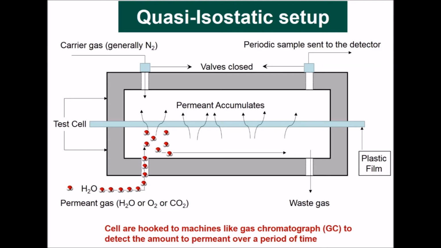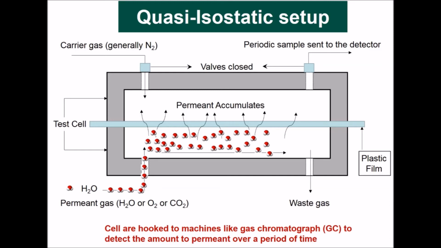In the quasi-isostatic method, we assume that the pressure differential between the permeant side and the low pressure side is constant. However, as the permeant molecules accumulate on the low pressure side of the cell, the pressure increases from initial zero values. For the quasi-isostatic method to be valid, the pressure differential between the two sides should not vary more than 3 to 4%.